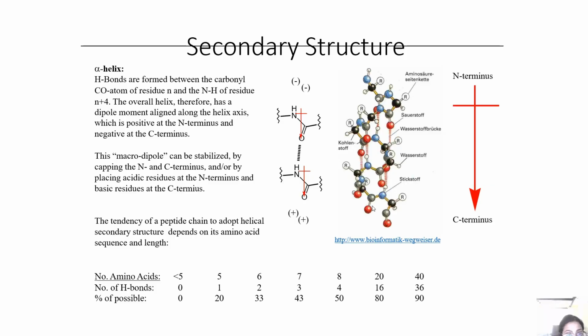This microdipole can be stabilized by capping the N and C terminus and/or by placing acidic residues at the N terminus and basic residues at the C terminus. The tendency of a peptide chain to adopt helical secondary structure depends on its amino acid sequence and length.